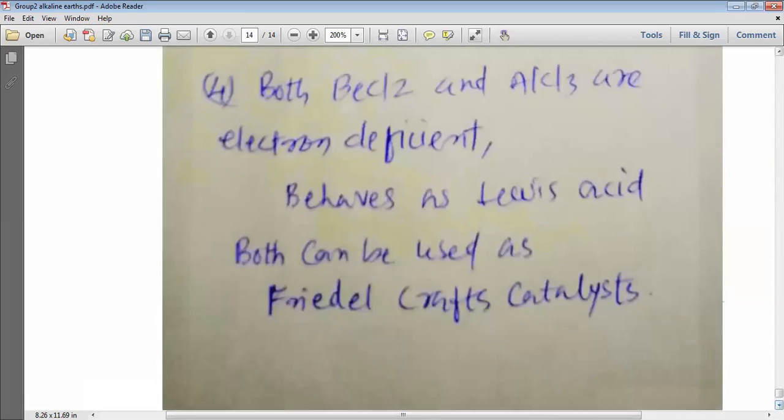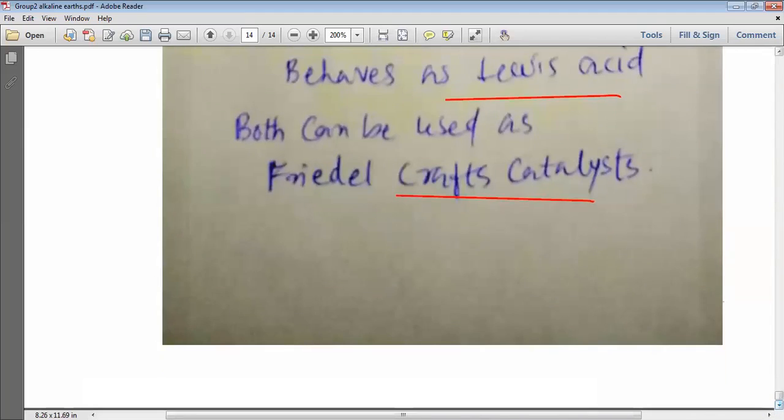And both beryllium chloride and aluminium chloride are electron deficient. They do not have a complete octet, and that is why they behave as Lewis acids. And that is why this beryllium chloride BeCl2 and AlCl3 can be used in the Friedel-Crafts reaction, my dear students.